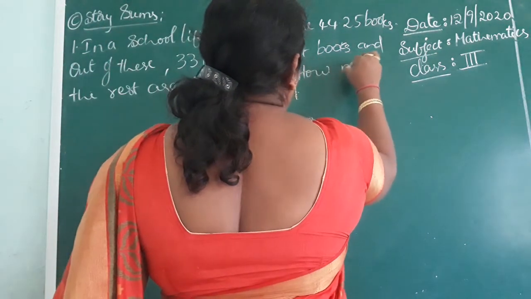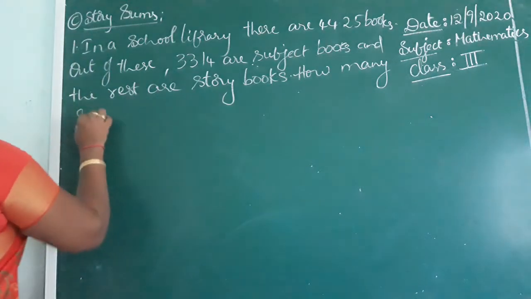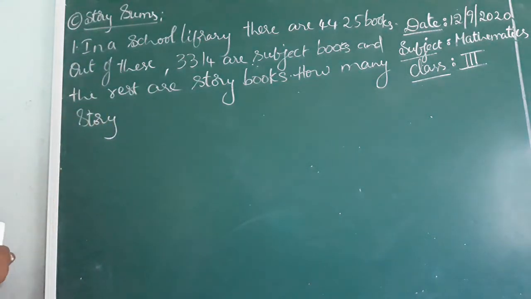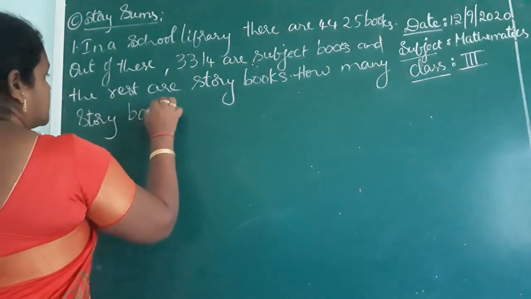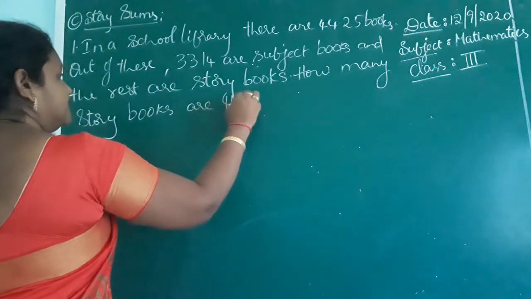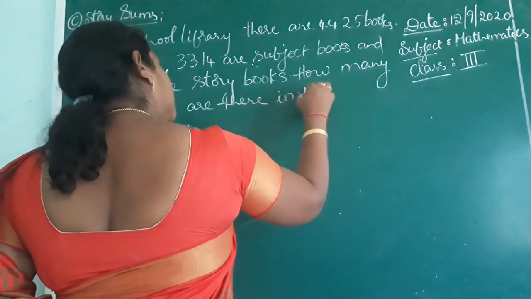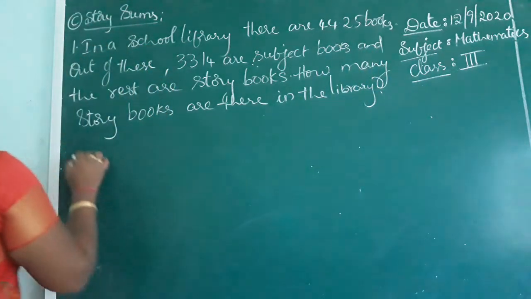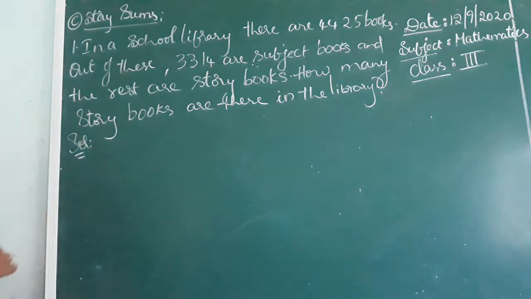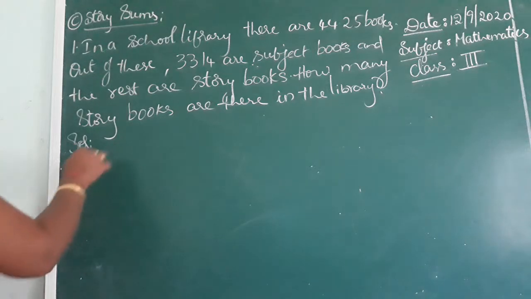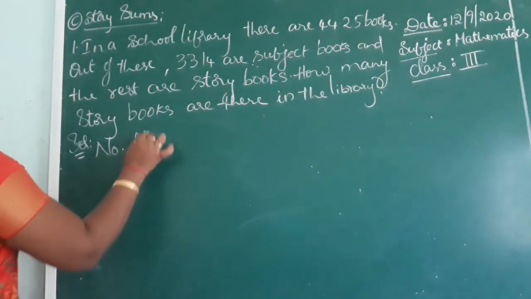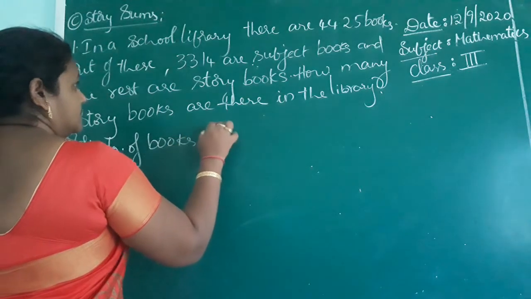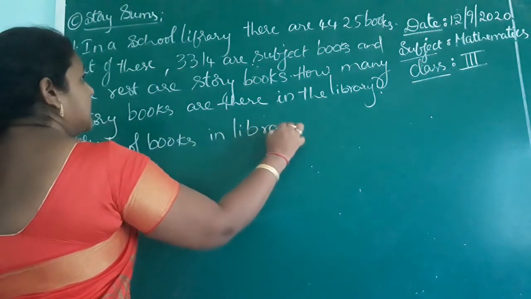Okay, see that. In a school library, there are 4425 books. So, number of books in the library. How many books are there in the library?